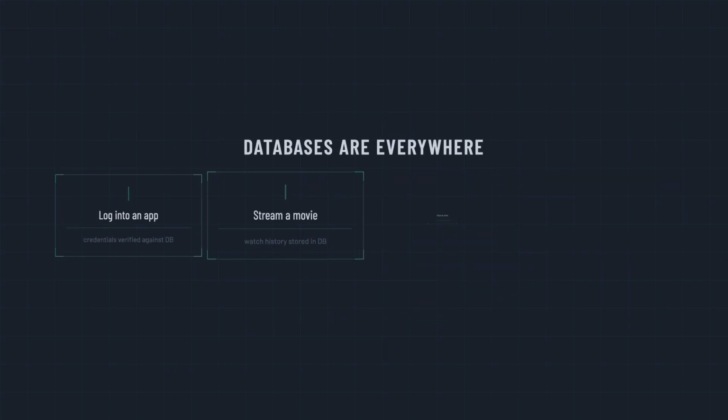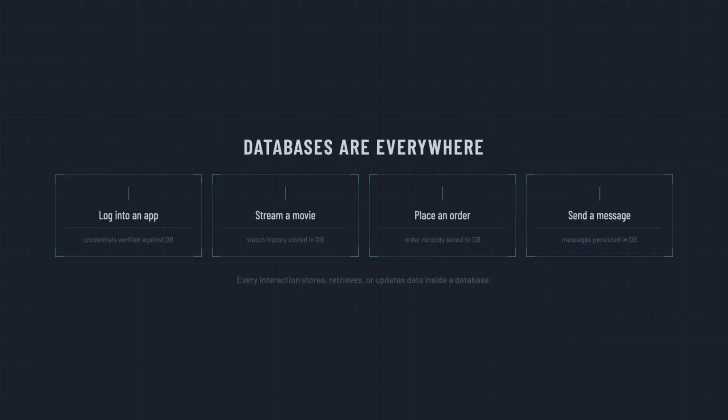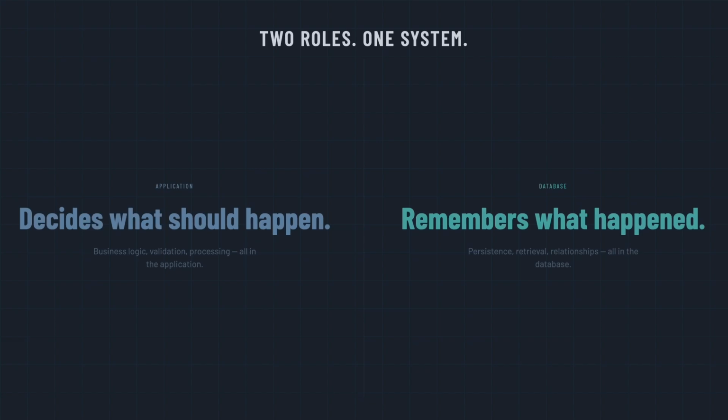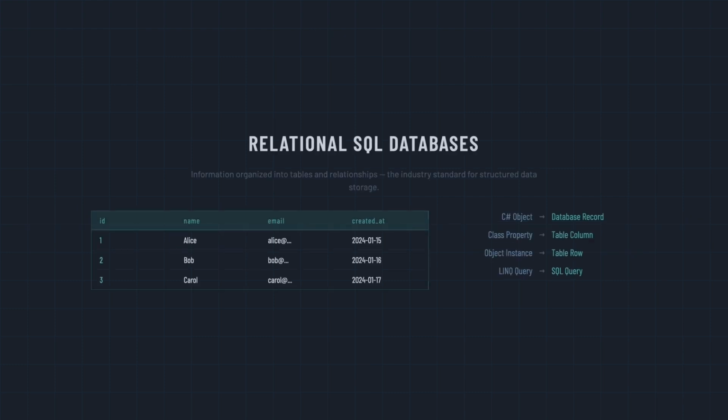A database gives your application a permanent place to store information, and allows data to survive long after your application has been closed or restarted. Every time you log into your favorite application, stream a movie, place an order online, or send a message, you are interacting with data that's being stored, retrieved, and updated inside a database. For a backend developer, data becomes the application's memory. Your application decides what should happen, the database remembers what happened.